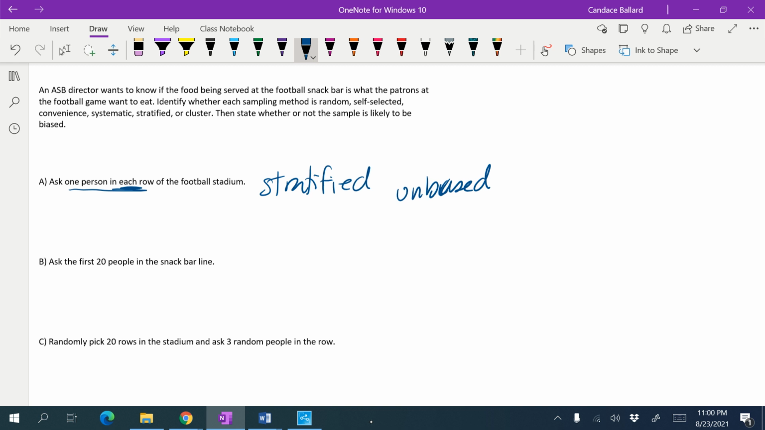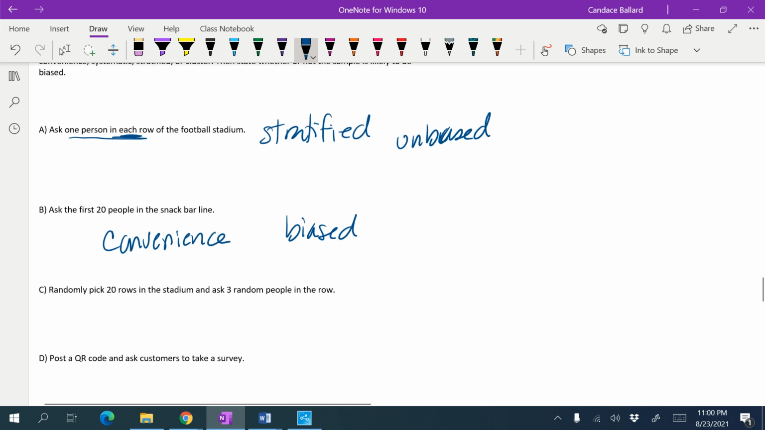In B, we're going to ask the first 20 people in the snack bar line. So that would be a convenient sample because we're being lazy about it. We're going to the snack bar and just asking, and we're just grabbing the first 20 people. And because these people are already at the snack bar and it was a convenient sample, it's going to be biased.